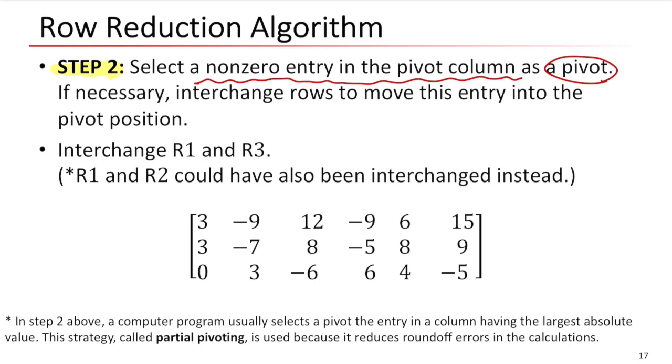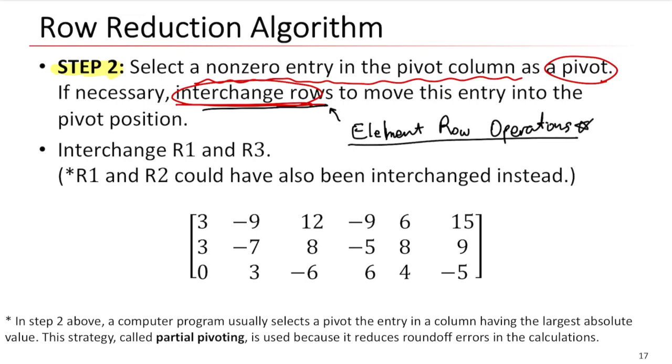So if necessary, interchange the rows to move a non-zero entry into the pivot position. Do you remember what the interchange row is? It is the second operation in our elementary row operations, right? There were 3 kinds of operations, right? I believe you can remember what the elementary row operations were. Anyway, if there is a zero value in the pivot position, we should interchange the rows.